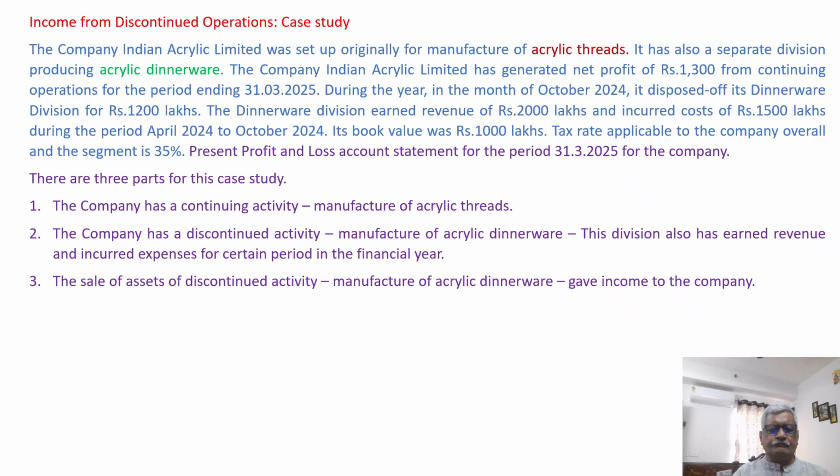For 31/3/25 for the company, there are three parts to this case study. One, the company has a continuing activity, manufacture of acrylic threads. Two, the company has a discontinued activity, manufacture of acrylic dinnerware. This division also has earned revenue and incurred expenses for a certain period in the financial year. Three, the sale of assets of the discontinued activity, that is manufacture of acrylic dinnerware, gave income to the company.